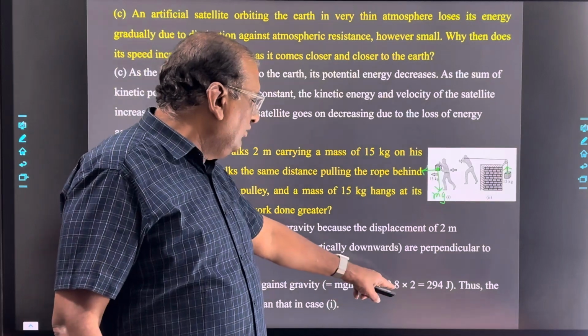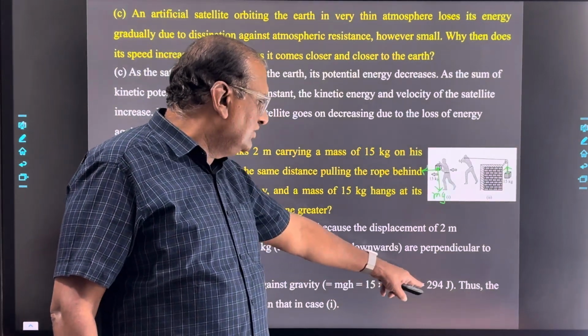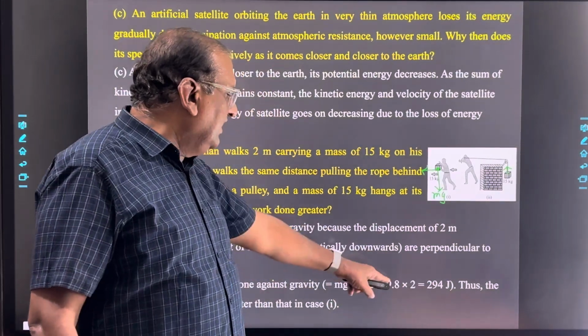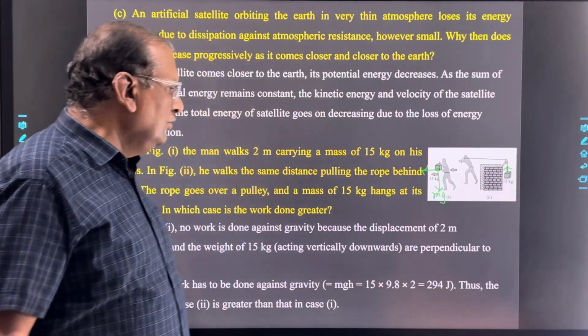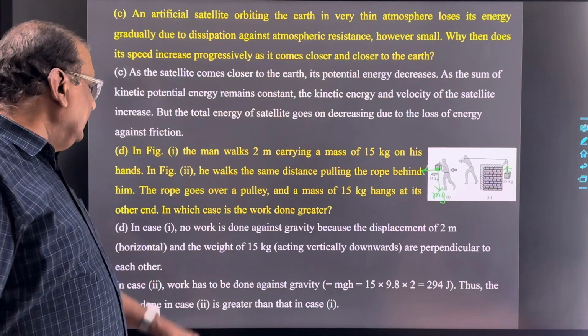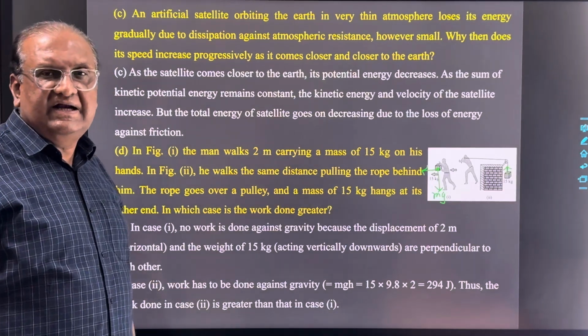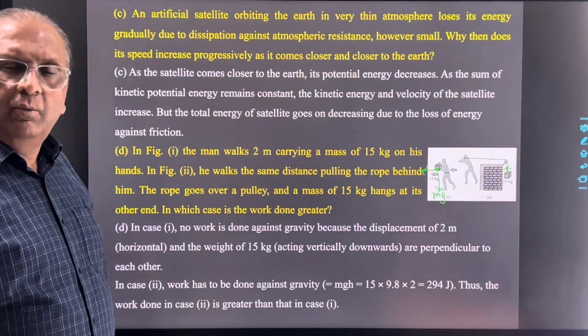So 15 into 9.8 into 2, that is 294 joule. Here you can take 10 also, so you can write 300 joule. So in the second case, the work done is greater than in case 1. Clear?